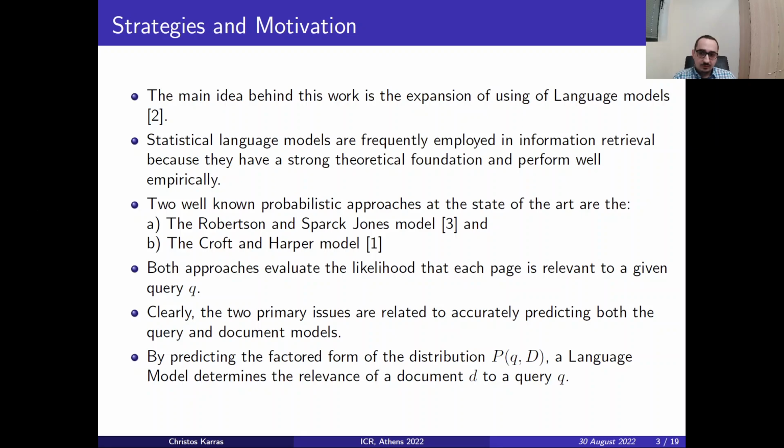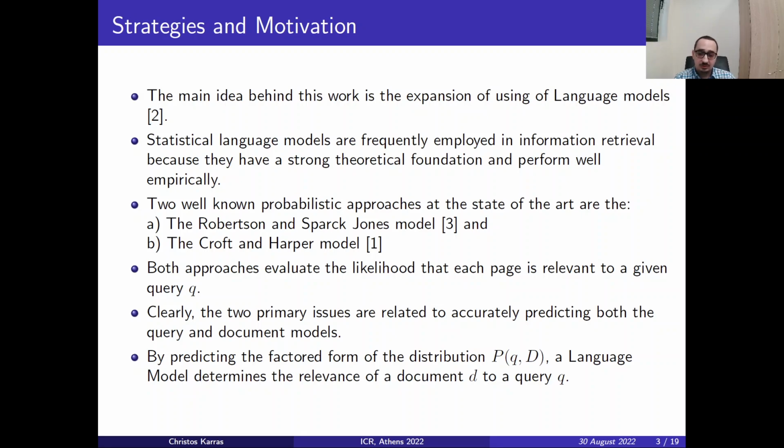Moving to the strategies and motivation, the main idea behind this work is the expansion of the language models, where statistical language models are frequently used in the field of information retrieval because they have a strong theoretical foundation and they perform well empirically. So two well-known probabilistic approaches that are up to date are the Robertson-Spärck Jones model and the Croft and Harper model. Both approaches evaluate the likelihood that each page is relevant to a given query Q.